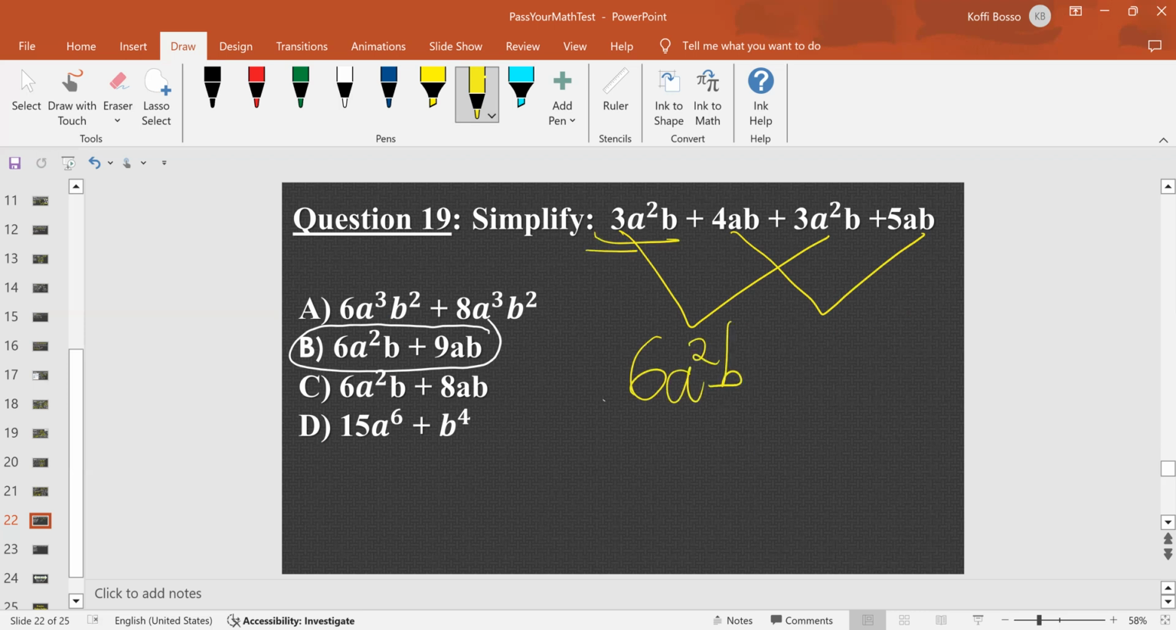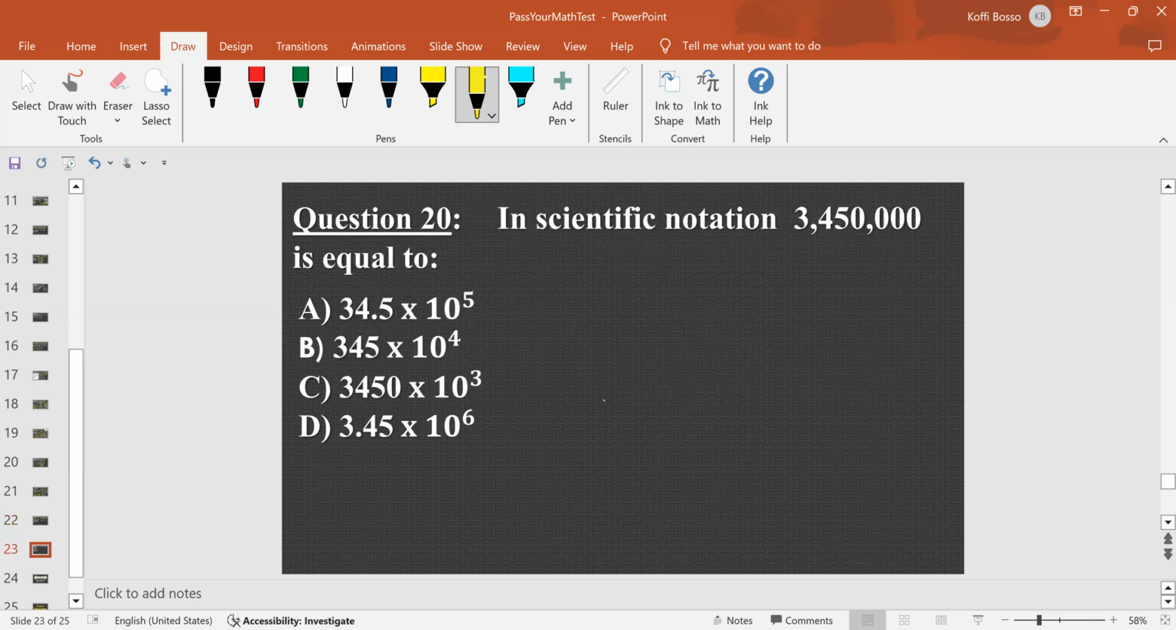It's like they are saying that you have a squared b 3 times. You have a squared b 3 times again. In total, how many a squared b do you have? 6. The other one, you have AB 4 times. You have AB 5 times. In total, how many ABs do you have? 9. That's it. Simple. Okay. Question 20, which is the last question for this video.